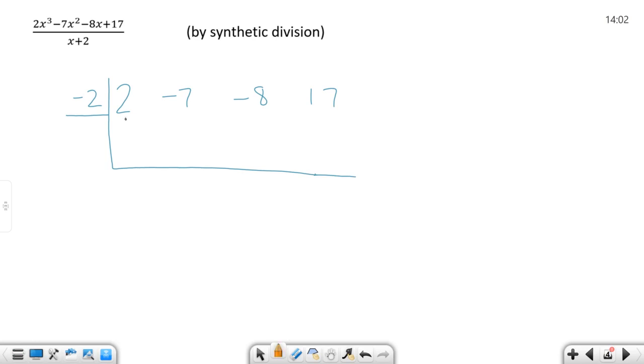And then I'm going to do what? Drop down my 2. Then I say negative 2 times 2 is what? Negative 4, and put it here, right? And then I add these together. Negative 7 and negative 4, you add them together and get negative 11, keeping it negative. Then you do negative 2 times negative 11, and that's 22, right? We're going to put 22 there.